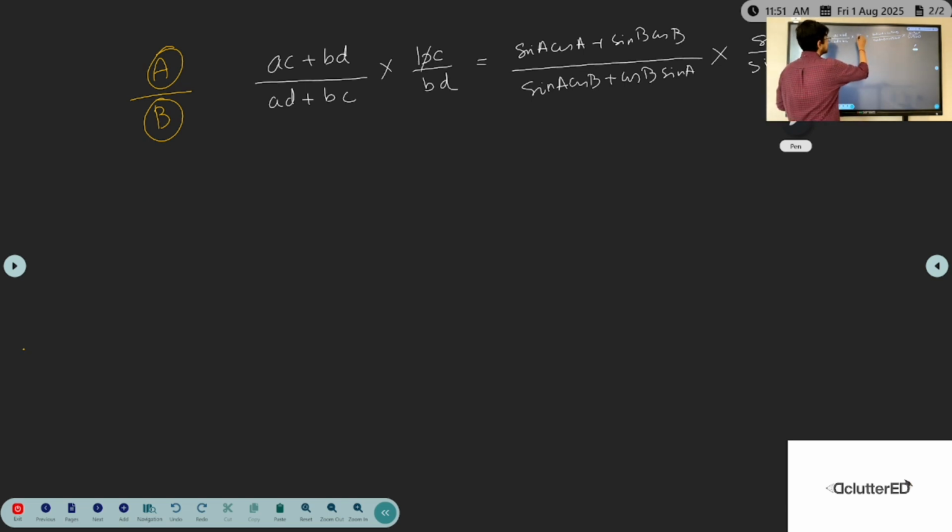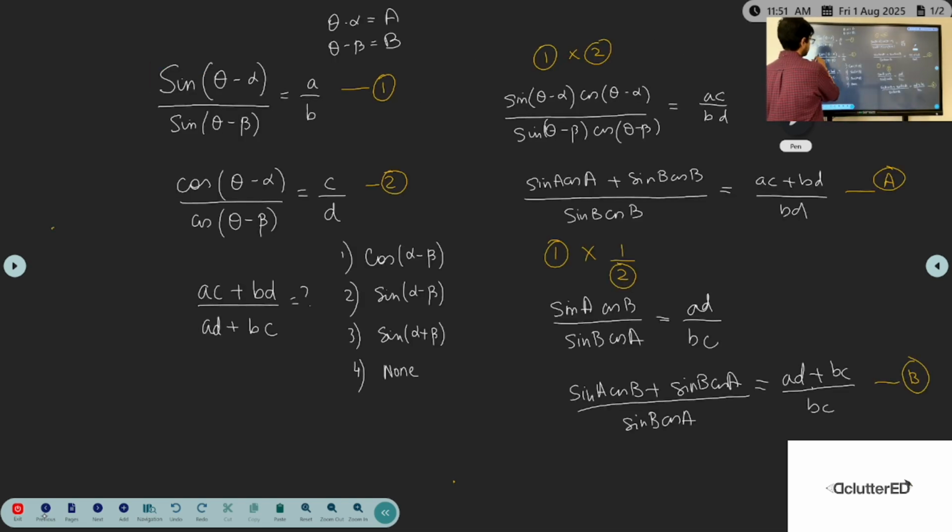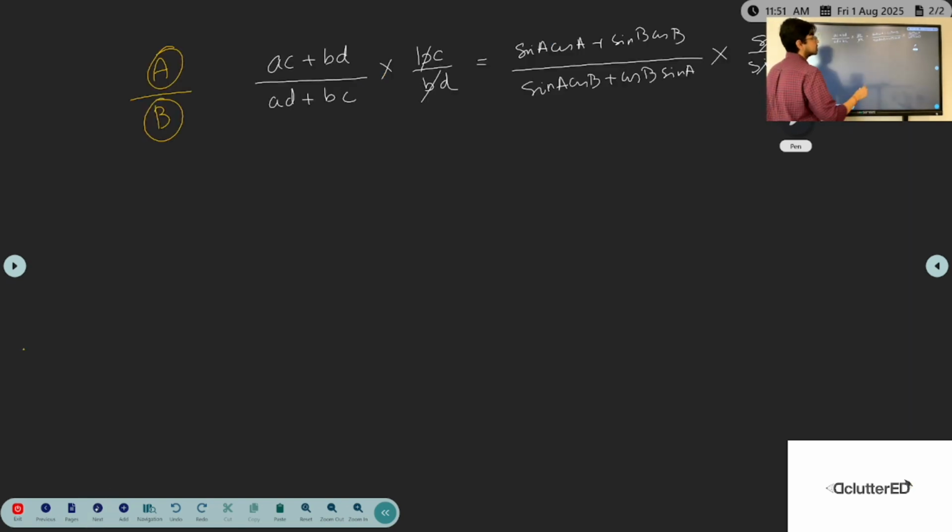Now, sin B and sin B cancel. C by D we know is cos A by cos B, so cos A by cos B cancels. So I have (AC plus BD) by (AD plus BC) equal to this expression. Now, what I'm going to do is multiply this entire thing by 2 and divide by 2.